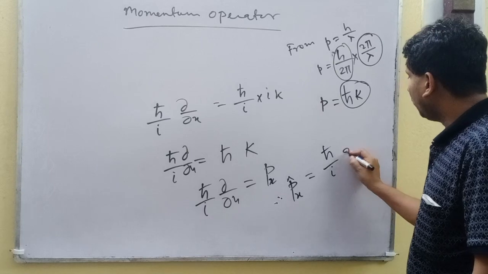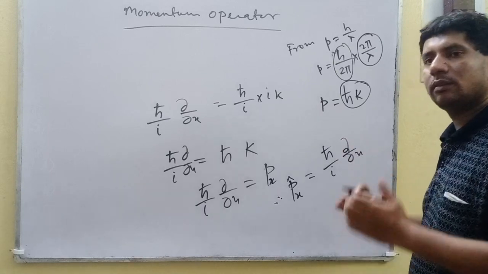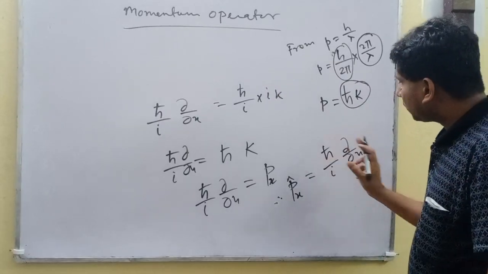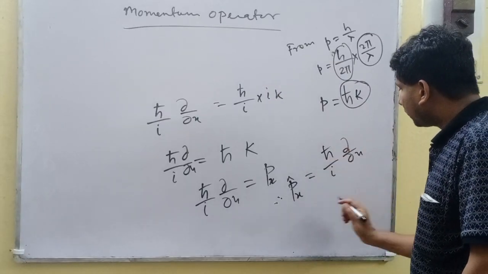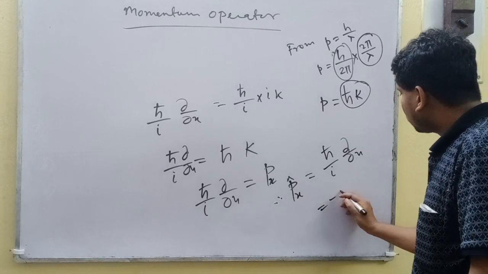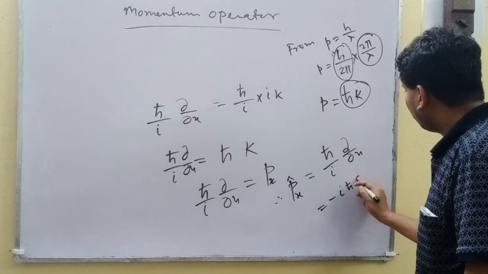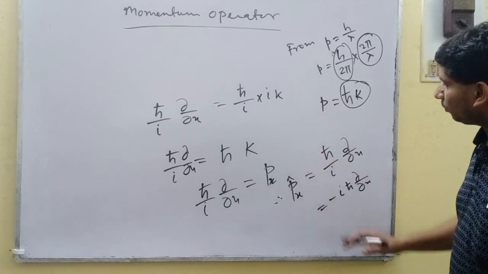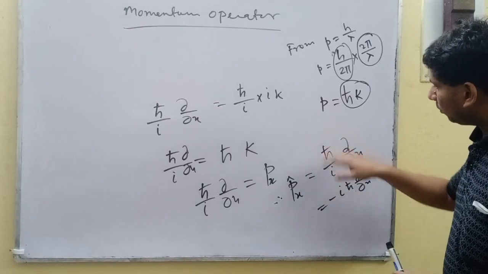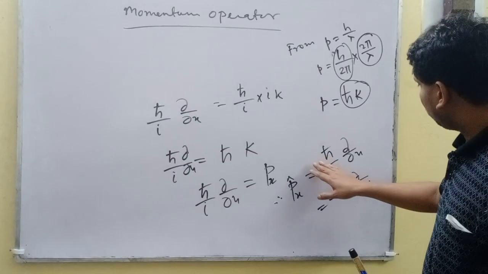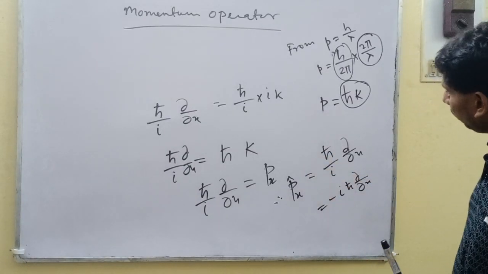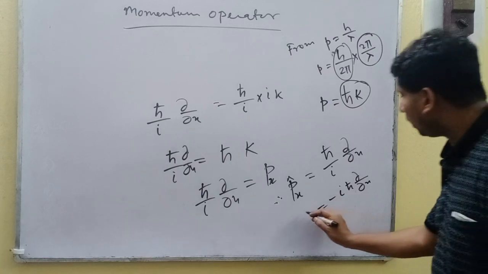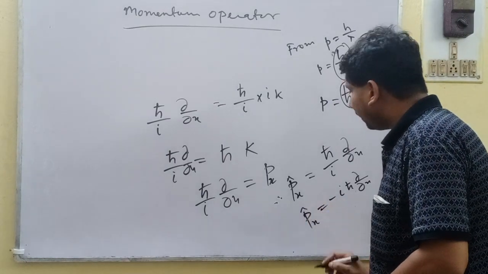Hence we can say the momentum operator, with a cap, is h cut by i del x, that is in the x direction. The momentum operator is h cut by i del x, or we can say minus i h cut del x. We can multiply by i in the denominator and we can get minus i, no problem. So this is the momentum operator in the x direction.